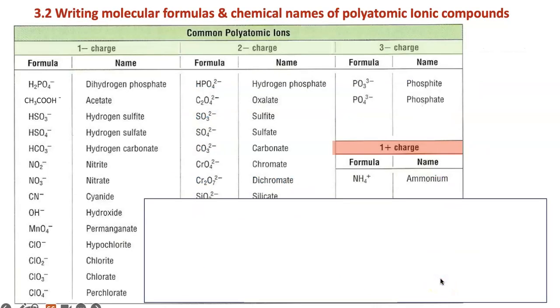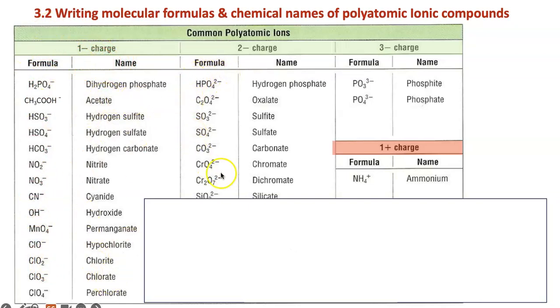Okay, let's look at the chemical formulas for polyatomic ions and their names. So here is a chart of common polyatomic ions. I would like you to memorize this, but in your tests, I will give you a printout copy of this electronically. So these are all the -1 charged polyatomic ion formulas and their names.